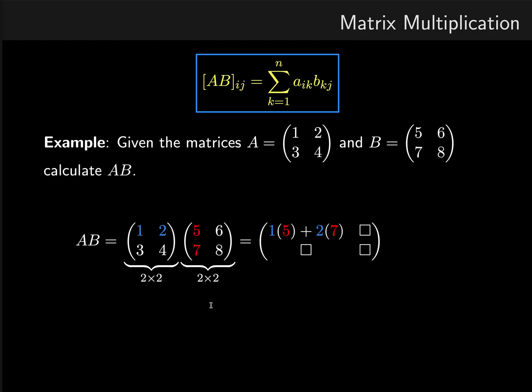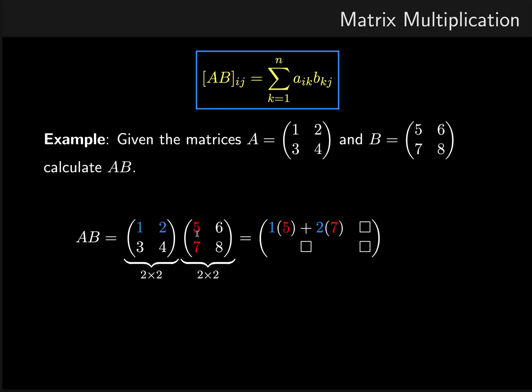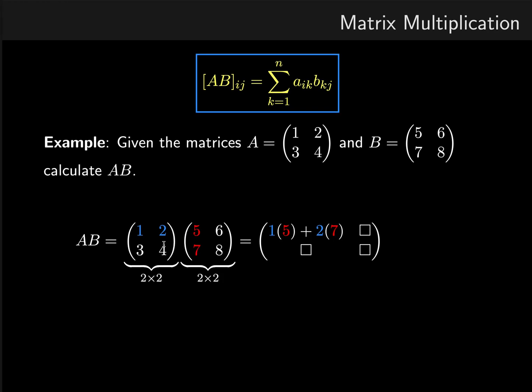Okay, so for the element in row 1, column 1 of A times B, we go across row 1 of A, which is on the left, and down column 1 of B, which is on the right. And we multiply the corresponding elements. So the first element in row 1 of A is 1, and the first element in column 1 of B is 5. So we multiply these two together, and then we just go across the left matrix. If we go across row 1 of A, we've got a 2, and if we go down column 1 of B, we've got a 7. So we multiply 2 and 7 together, and we add them up. Okay, so that's row 1, column 1.